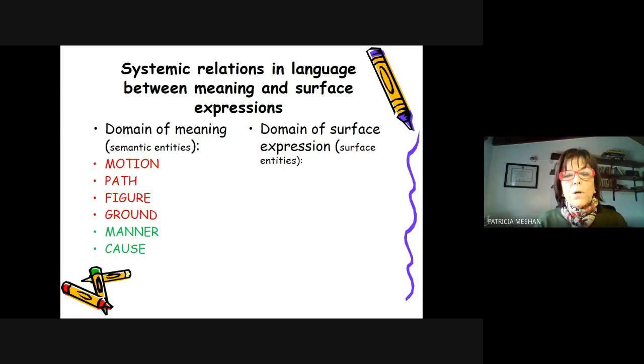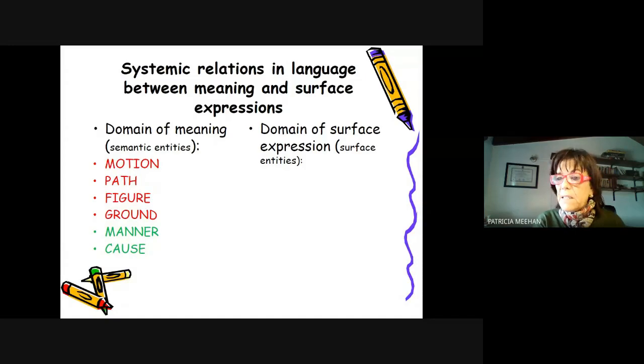Excellent. So this is very important, that you make a very clear distinction between a semantic entity, a meaning, and the surface entity. That is important for your analysis, that you don't confuse a root verb with motion. Of course, a verb denotes motion, but they are two different things. Then we have the semantic entity of path, the meaning of path. A synonym of path could be trajectory.